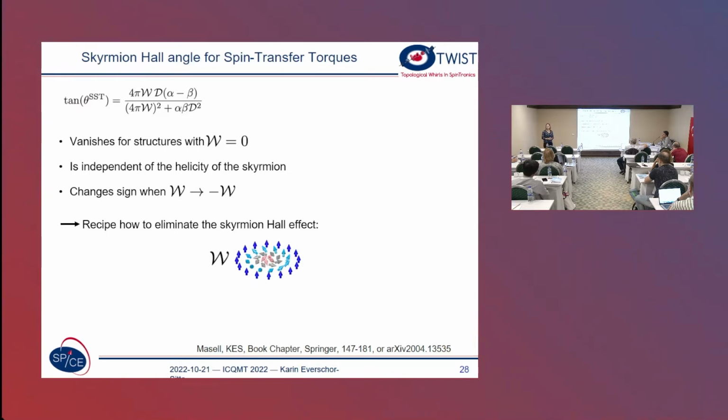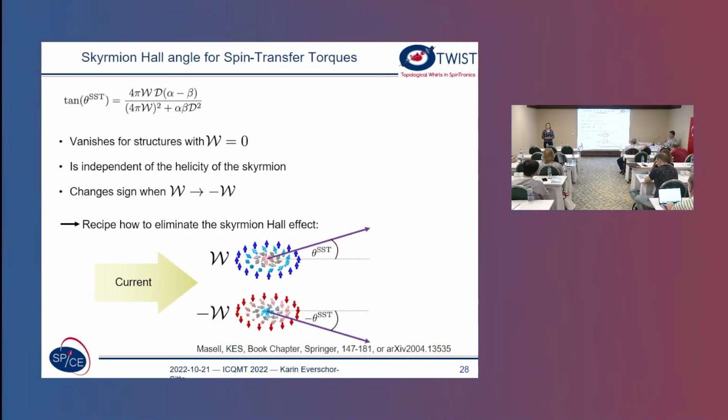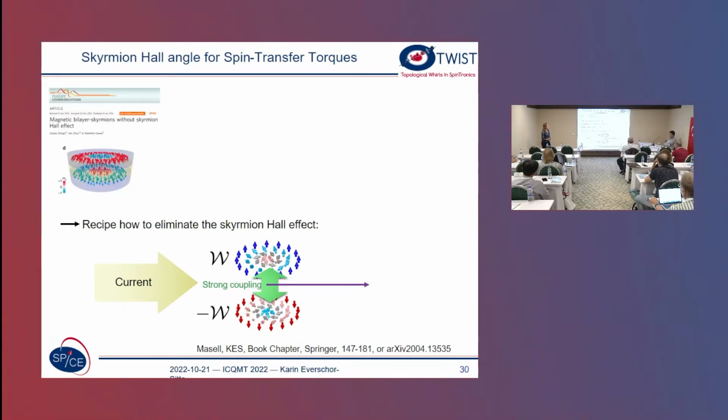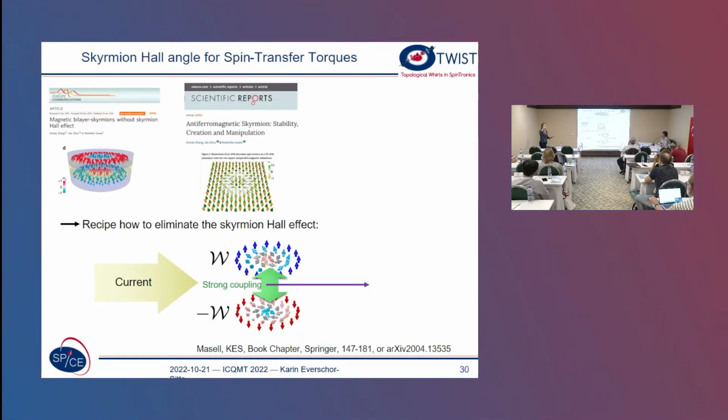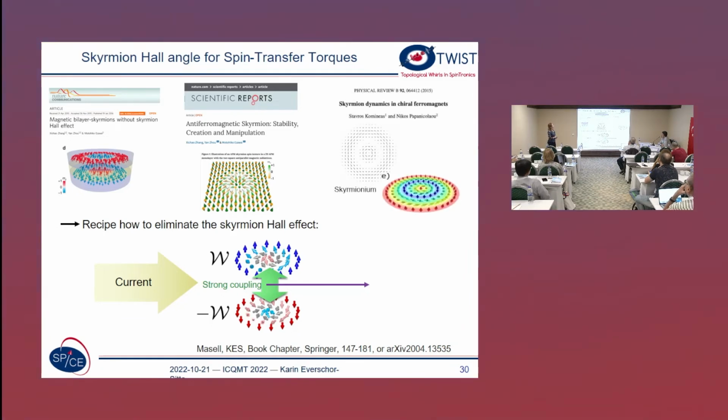Okay? How? You take one skyrmion with plus winding number, you take one skyrmion with minus winding number, you apply current. Each of them would have a skyrmion Hall effect in a different direction, but if you couple them strongly, then they move straight. So this coupling strongly you can do in different ways. You can just do synthetic antiferromagnets. You can do directly making them into each other by having antiferromagnets, or you can do a skyrmionium where you basically extend one skyrmion and put another skyrmion inside.